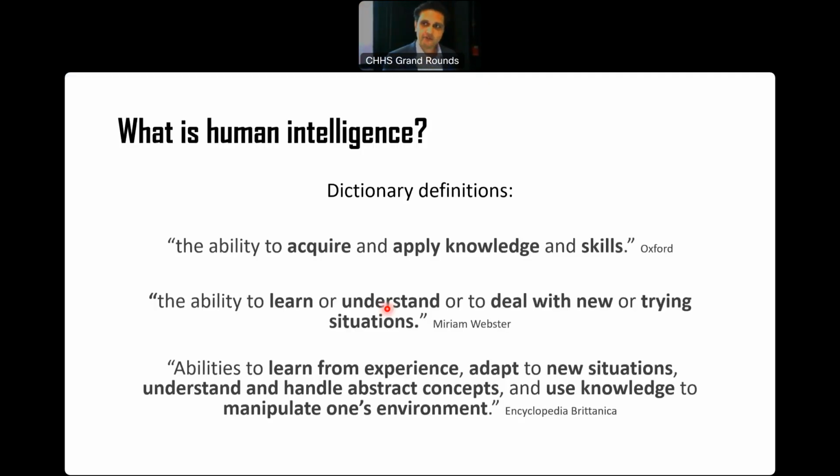When we look at artificial intelligence, we need to review what human intelligence is. It's essentially this ability to acquire and apply knowledge and skills and to adapt to new situations. The Encyclopedia Britannica, I think, eloquently describes it as the ability to learn from experience, to adapt to new situations, understand and handle abstract concepts, and to use knowledge to manipulate one's environment. So those are different components of intelligence.